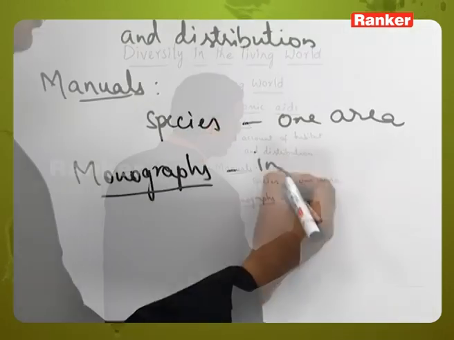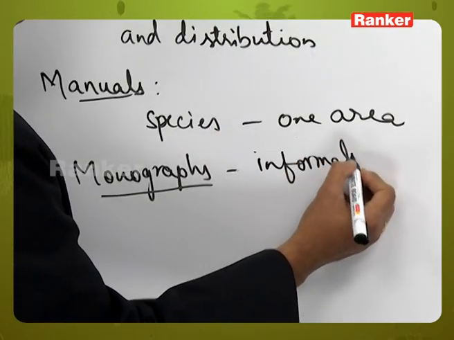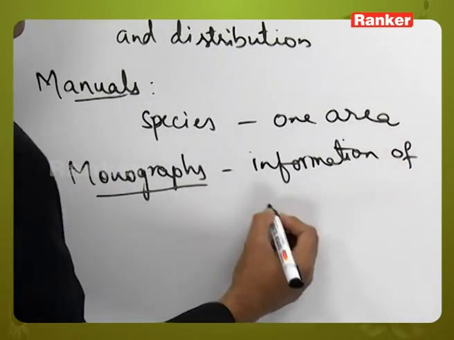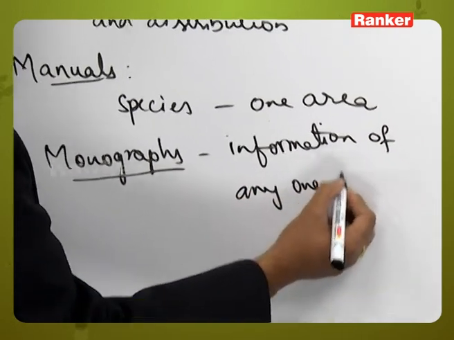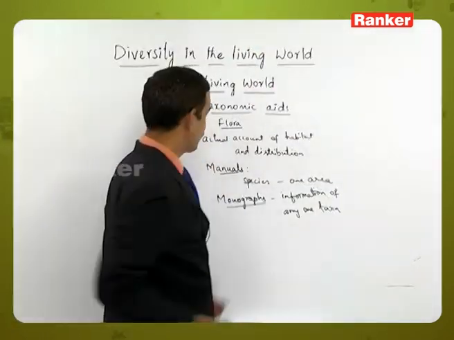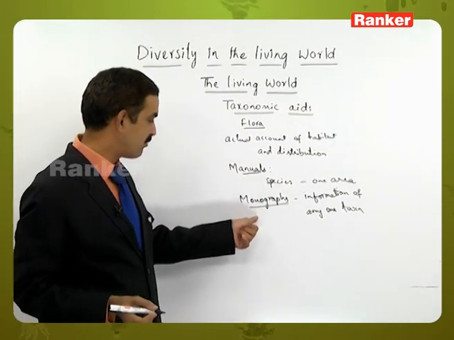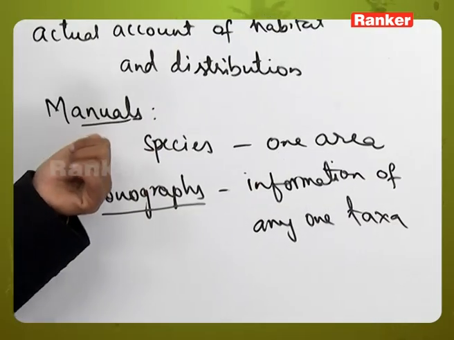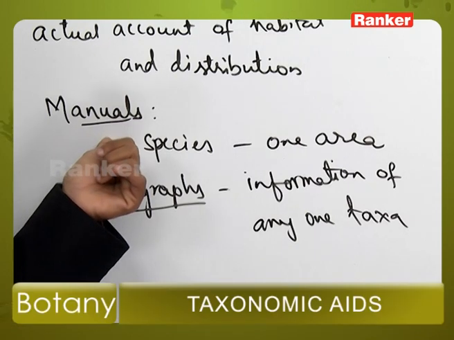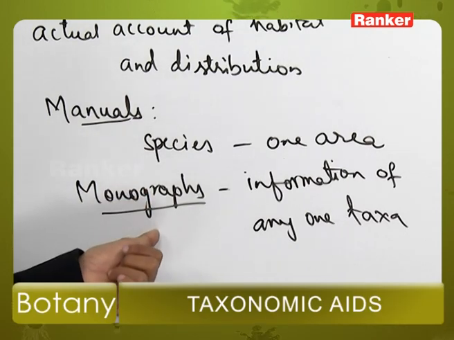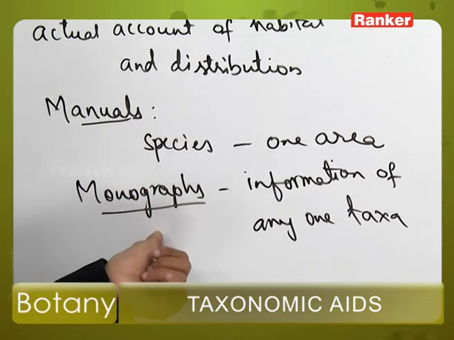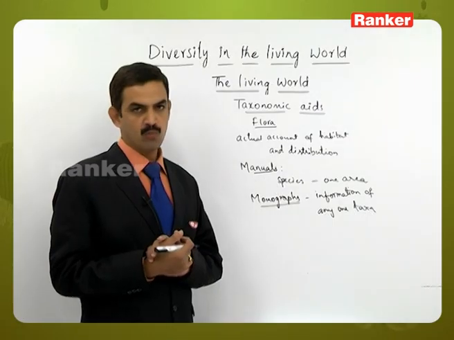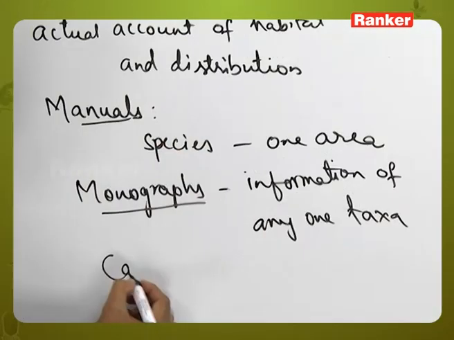Monographs give information related to any one taxon. The difference between manuals and monographs is that manuals give the information related to the species present in one particular area, but here the information related to only one taxon is given in the monographs. Next one, catalog.